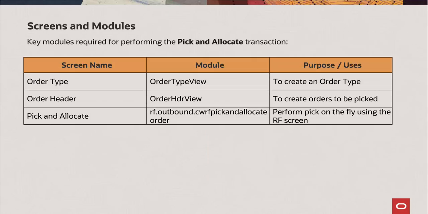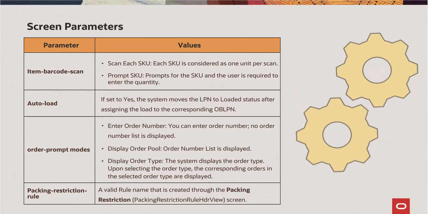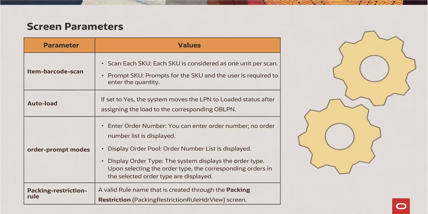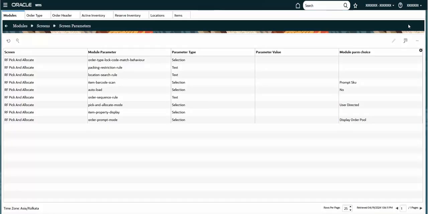This table lists the key modules you will need for the RF pick and allocate transaction. There are a few RF screen parameters, which you can explore based on your business needs. Now, let us walk through a demo of pick and allocate.